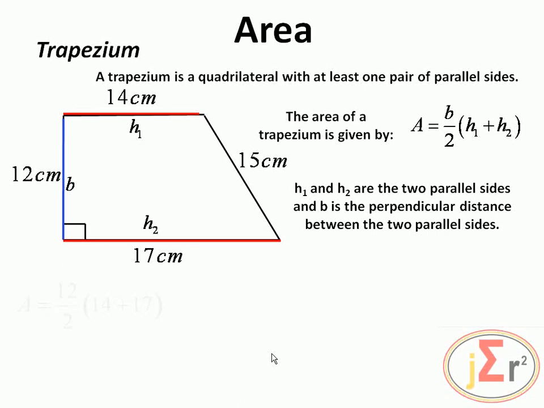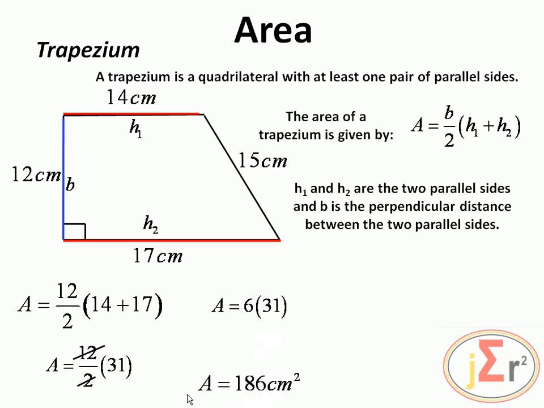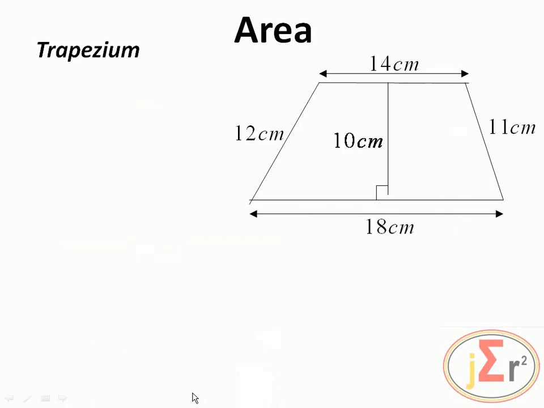And when we simplify, we just say 14 plus 17 and 12 divided by 2, and 12 divided by 2 is 6. So 6 times 31, and the area is equal to 186 centimeters squared. Here we have another one.